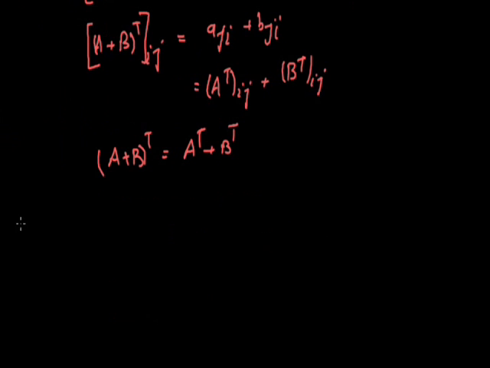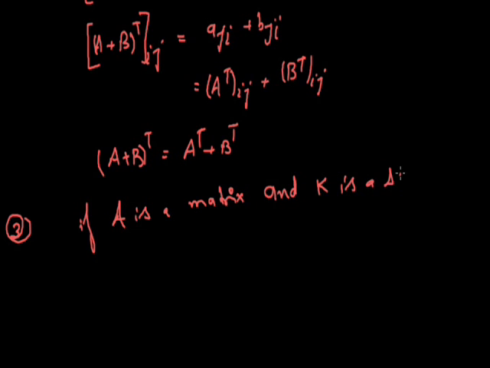Now the next property: if A is a matrix and K is a scalar, then KA whole transpose is equal to K A transpose.